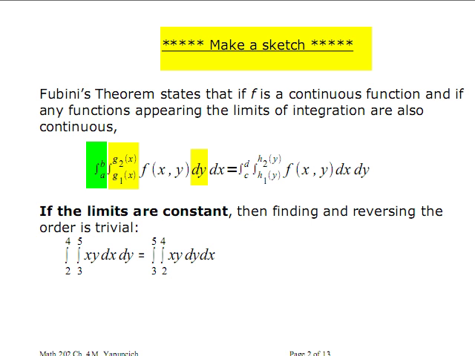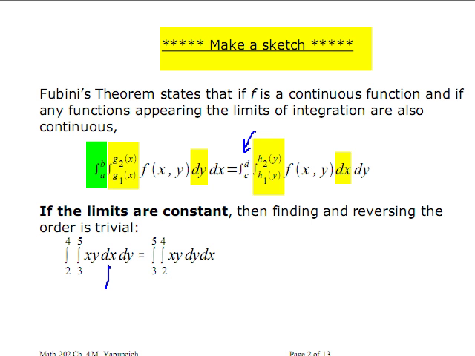Now say that the g's are continuous and f is continuous. We can switch this, so we're going to be doing the integral with respect to x first, but we won't have the same limits. We now have to have limits for x that are functions of y, because y is the most outside integral and its limits are constant. If all the limits are constant, then reversing the order is trivial.